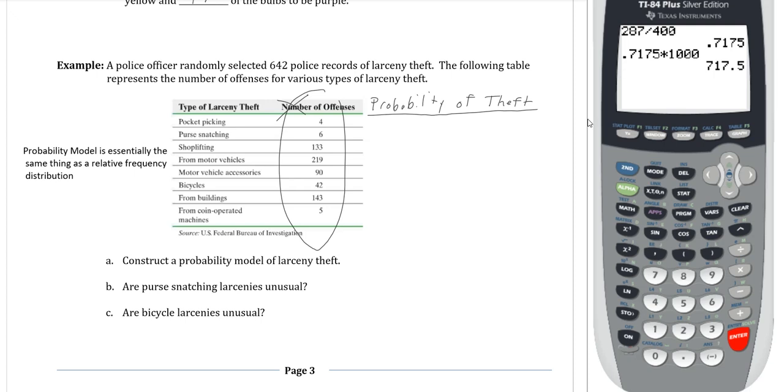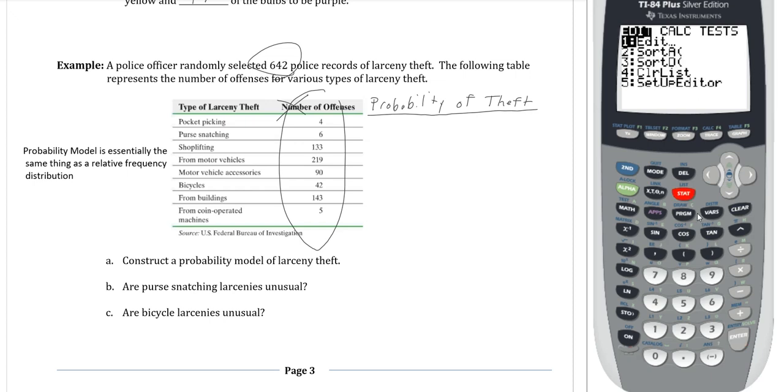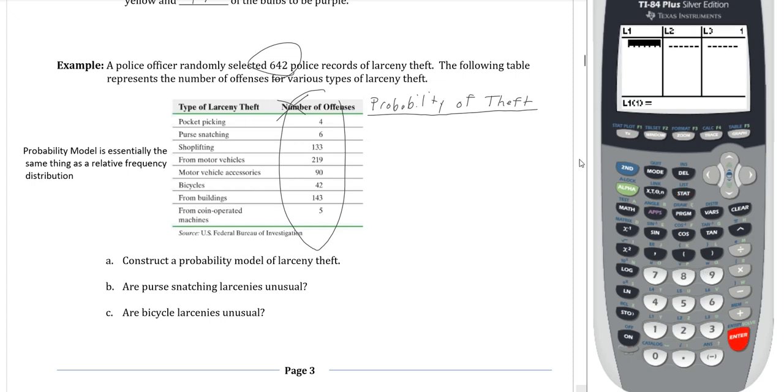Now, you can do these one by one by finding the total, which is given to you, of 642, and you can divide each of these one by one. So I could do, theoretically, 4 divided by 642, and 6 divided by 642, and do all those one by one. Or I could do them all at one time. To do so, I can put all these values into a list: 46, 133, 219, 90, 42, 143, and 5.